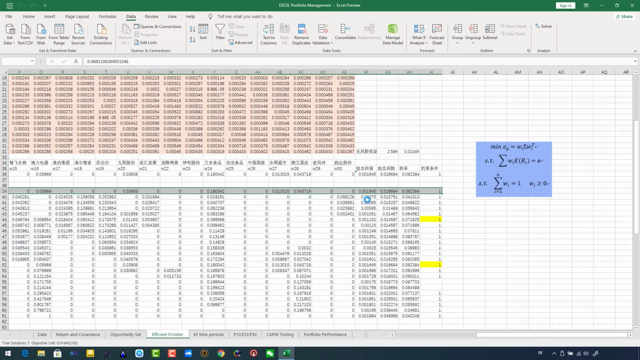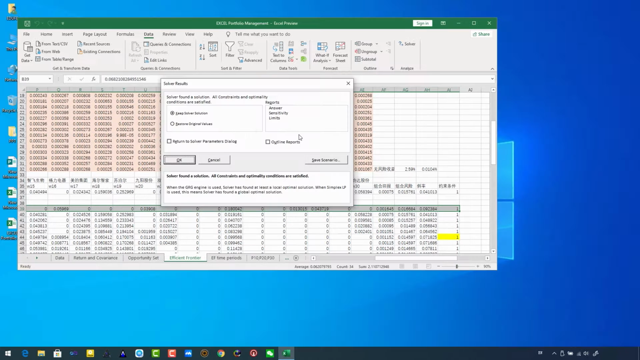I just want to remind you that the results you copy paste here should follow order. So all the portfolio returns should go from the smallest to the largest. That is important, from the smallest to the largest. Otherwise, you won't get the graph.